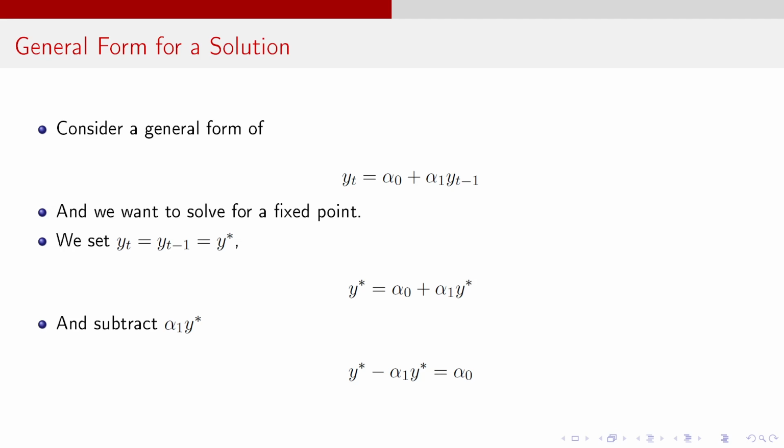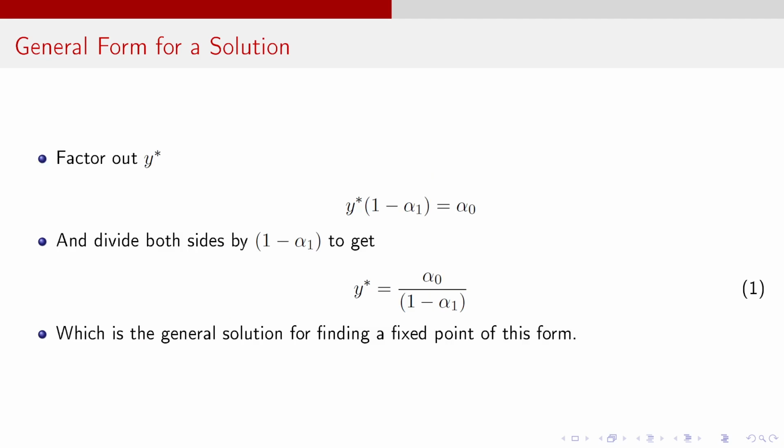Well, consider a general form of just yt equals alpha naught plus alpha 1 times yt minus 1. And we want to solve for a fixed point. So I do what we always do. We do yt equals yt minus 1 equals y star. So y star equals alpha naught plus alpha 1 times y star. And I'm going to subtract alpha 1 y star from both sides. So now I have y star minus alpha 1 y star equals alpha naught.